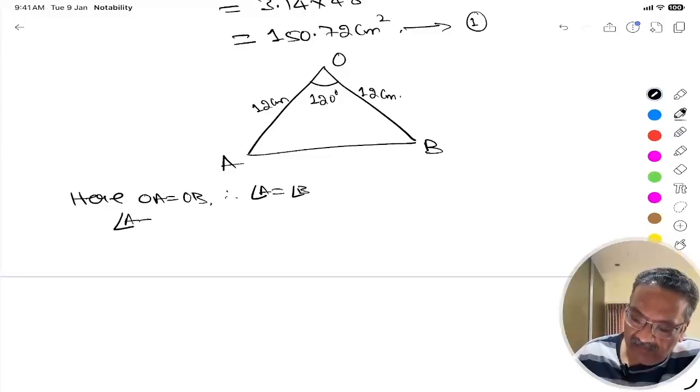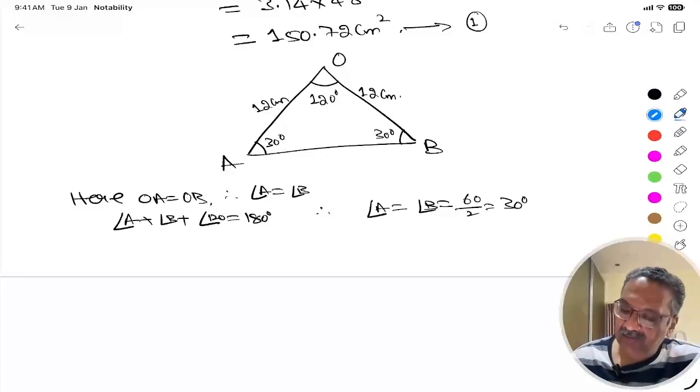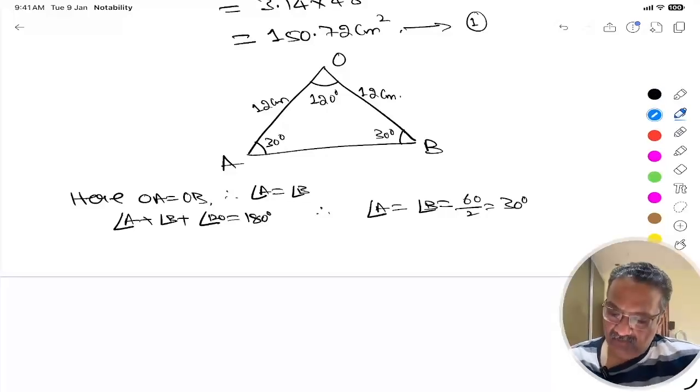But angle A plus angle B plus 120 degrees is 180 degrees. Therefore angle A is equal to angle B, which is 60 divided by 2, equal to 30 degrees. So this will be 30 degrees and this will be 30 degrees. We cannot apply Heron's formula because the third side AB is not known, so we have to find the base and the height.